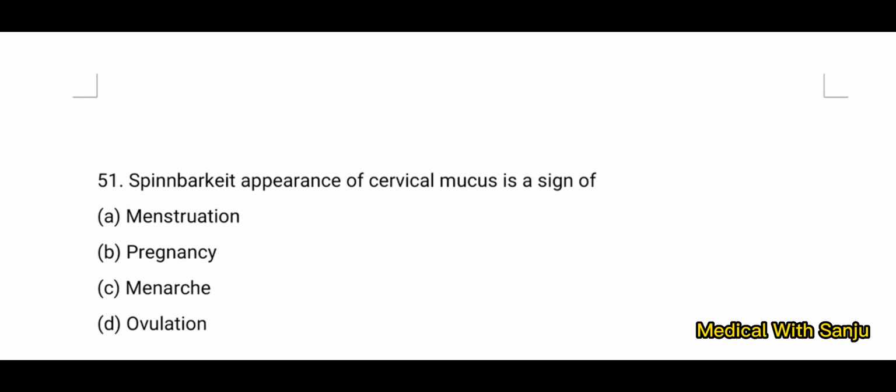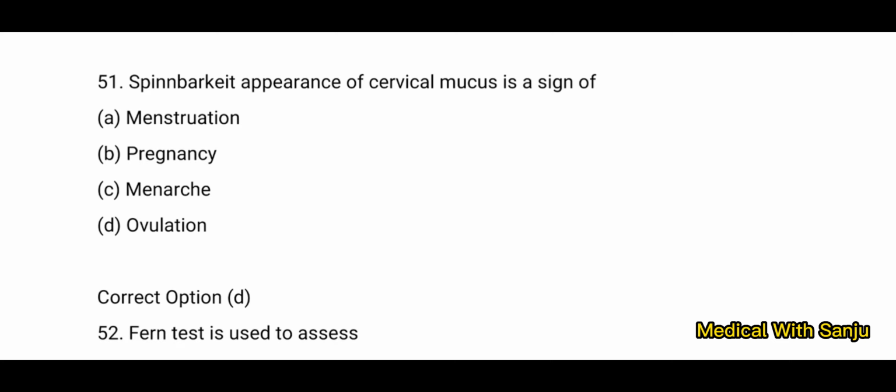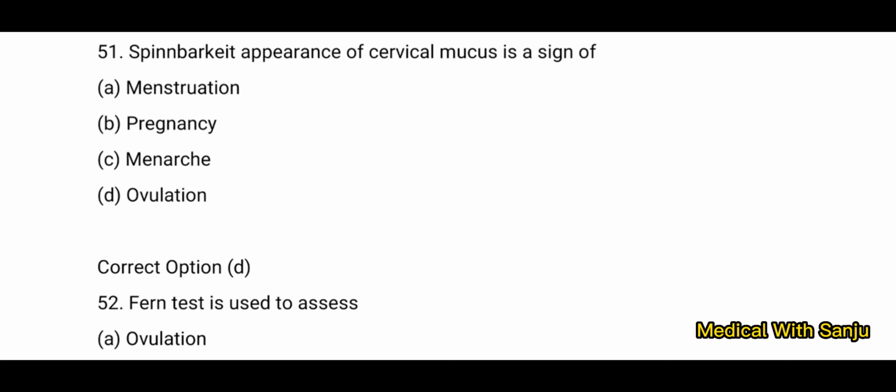Question number 51. Spinnbarkeit appearance of cervical mucus is a sign of option A. Menstruation, option B. Pregnancy, option C. Menarche, and option D. Ovulation. Ovulation. Spinnbarkeit means evaluation of the elasticity of cervical mucus used to determine time of ovulation. On the day of ovulation, elasticity of cervical mucus is good, measuring 12 to 24 cm or more.